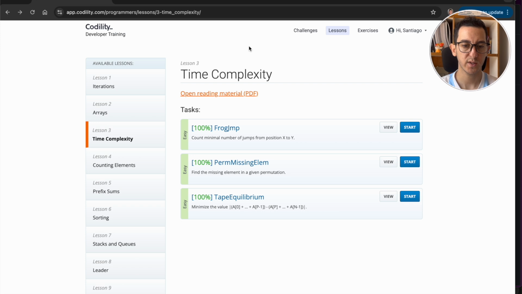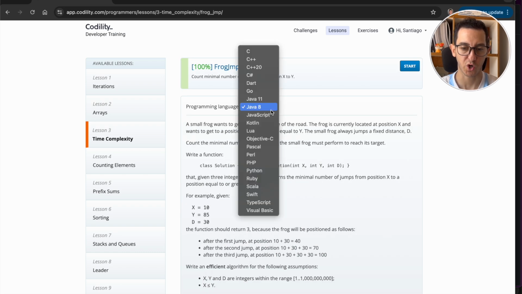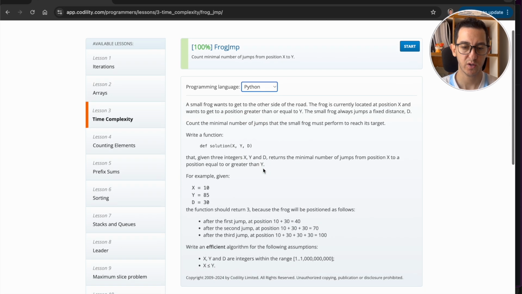Okay, so as always, let's go to Codility/programmers, in this case lesson 3, time complexity, and let's go ahead and read the problem description of FrogJmp. Let me select Python here, and it says, a small frog wants to get to the other side of the road. The frog is currently located at position X and wants to get to a position greater than or equal to Y. The small frog always jumps a fixed distance D.